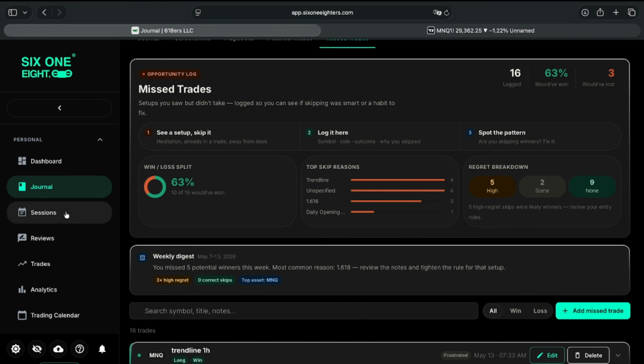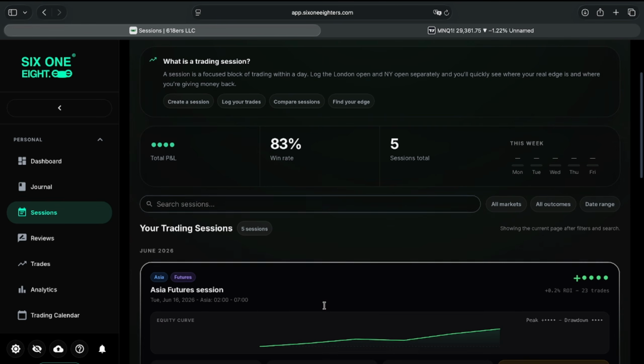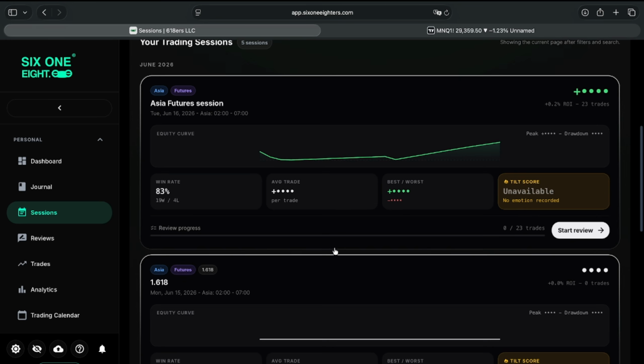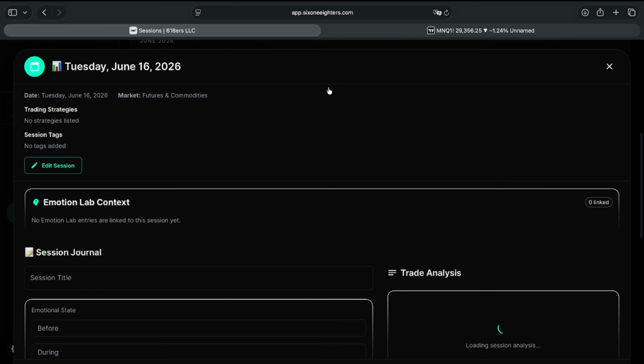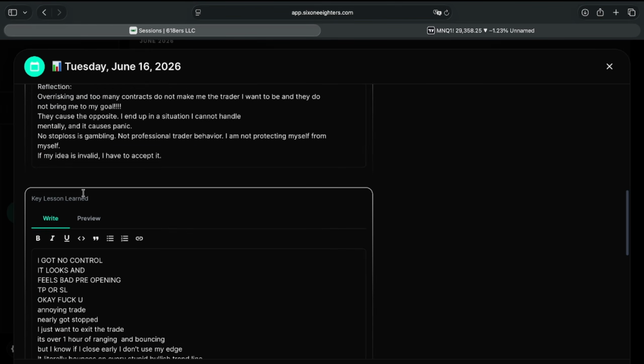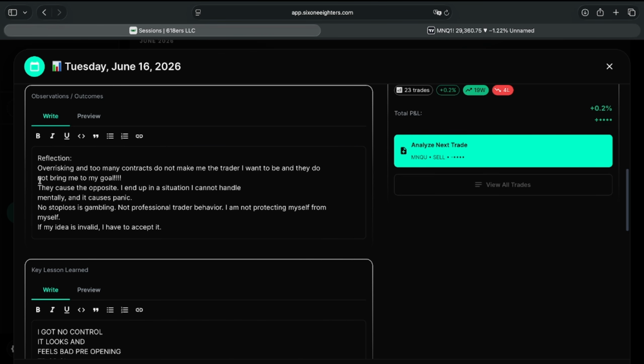We can also always create sessions. With the sessions, you can write in here. For example, here you can see my reflection on Tuesday, 10 days ago. Over risking in too many contracts does not make me the trader I want to be. They do not bring me to my goal. They cause the opposite. I end up in situations I cannot handle mentally, and it causes panic.